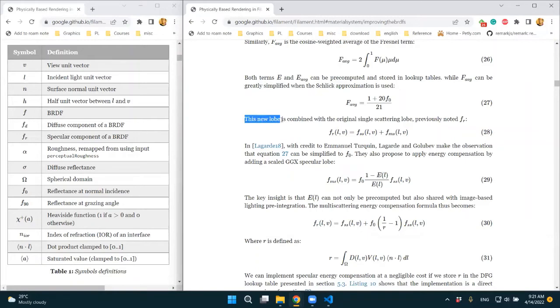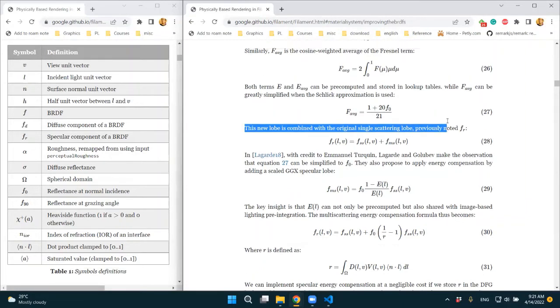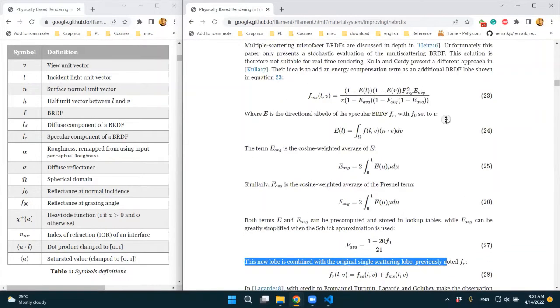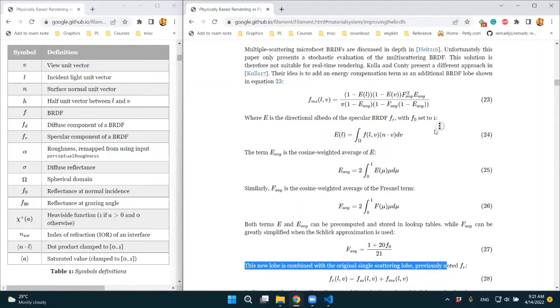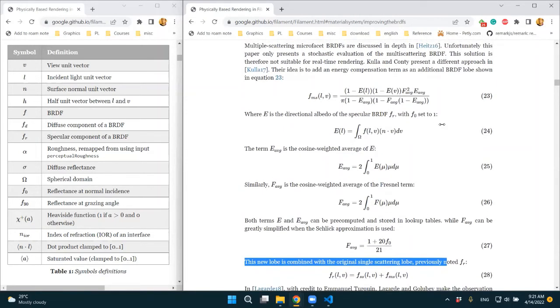The new lobe is combined with the original single scattering lobe, previously noted F_R. I don't understand that. I think it's saying that you get the original single scattering computation amount, and then you add in the compensation to it to get the total reflectance. So I think F_MS is, oh, I see. The multi-scattering term is the compensation.